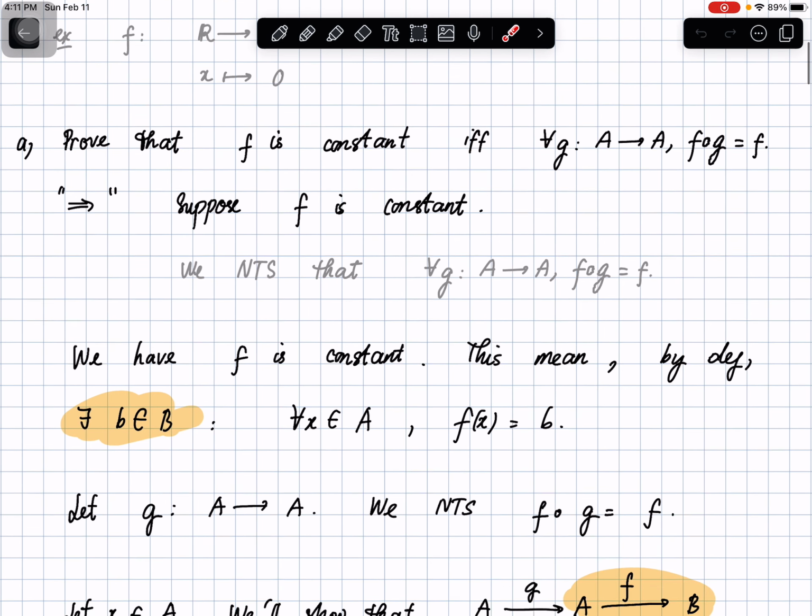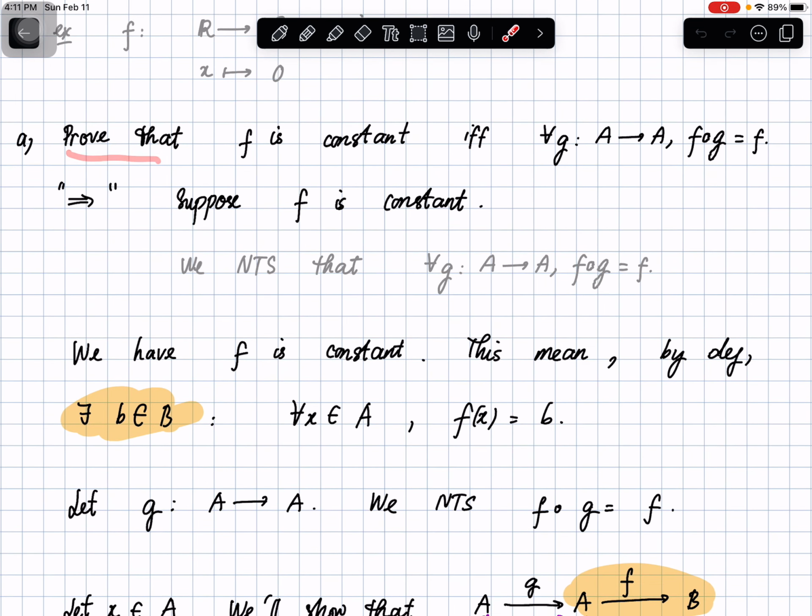Okay, so for the first part, prove that f is constant if and only if for all g, a function from A to A, f dot g equals f. This is an if and only if statement. We need to prove two directions. The forward direction: we suppose that f is constant. We need to show that for all functions g from A to A, f dot g equals f.